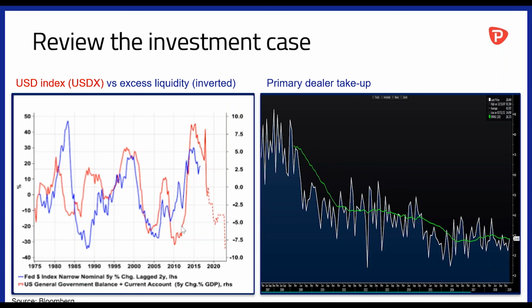So again, what am I thinking here? I'm thinking, do I want to be long gold in dollars? Do I want to be long gold in euros? Do I want to be long gold in Australian dollars? Well, the evidence suggests that over the next couple of years the US dollar's got some big headwinds.